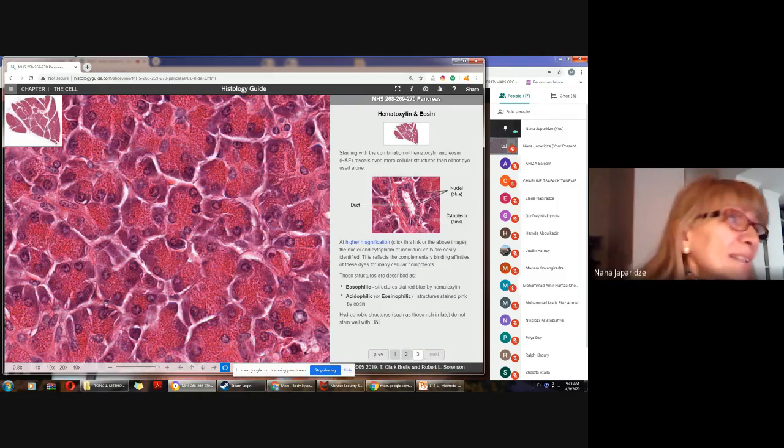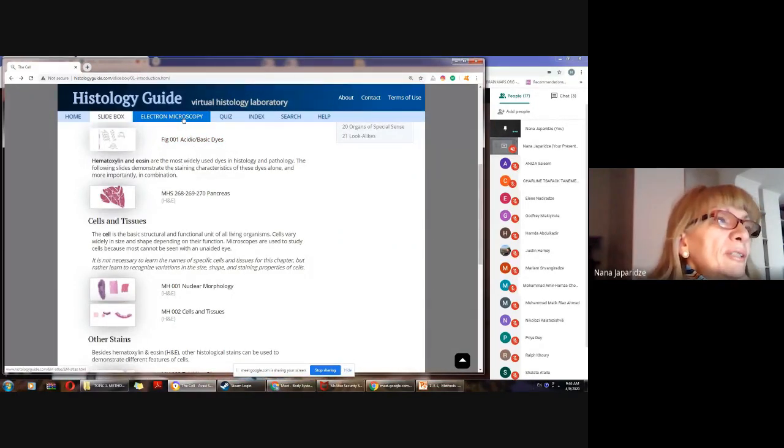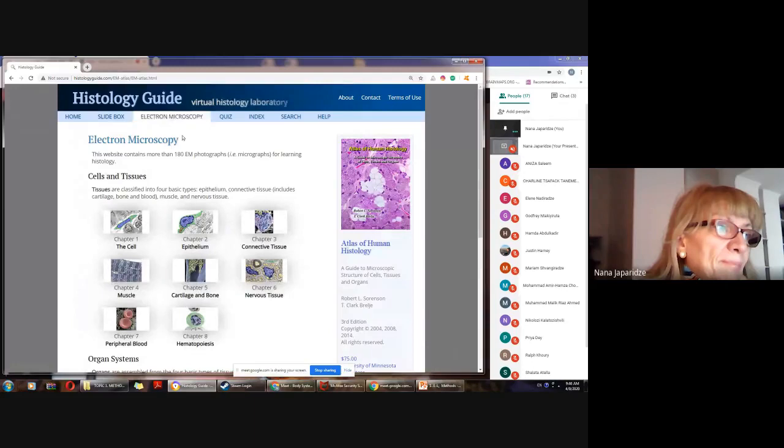The fine details of cellular organelles you can identify very well using transmission electron microscopy. Now we will use this type of microscopical technique. So let me go to another part of this web page. This is electron microscopy.